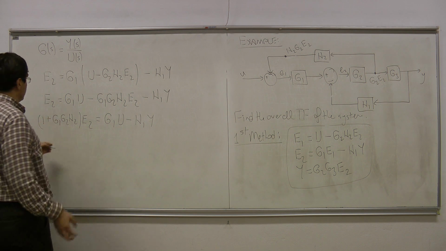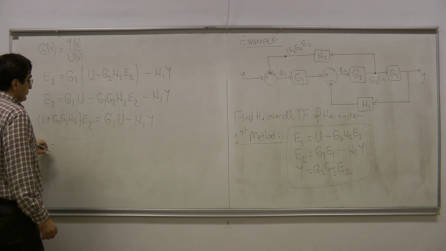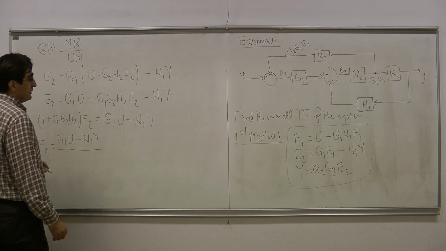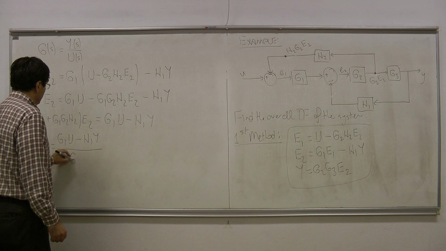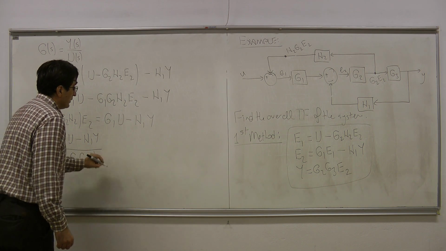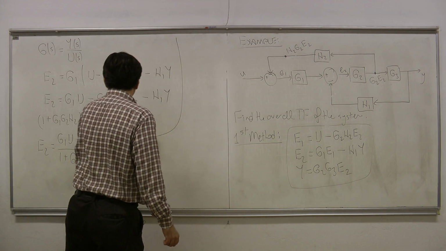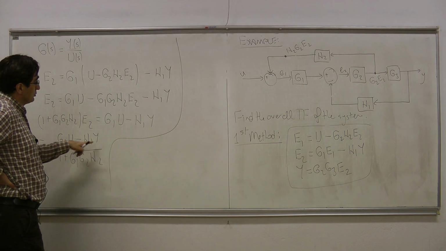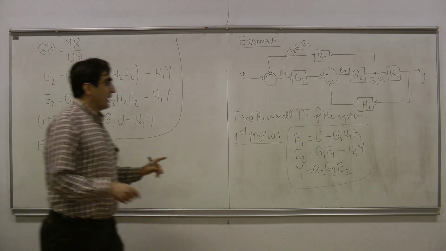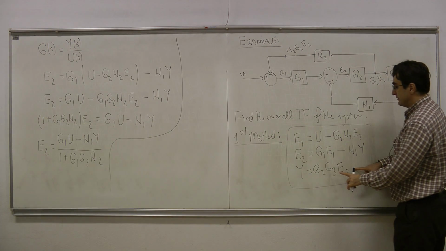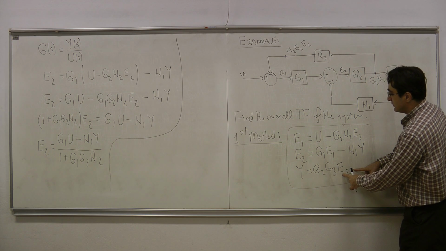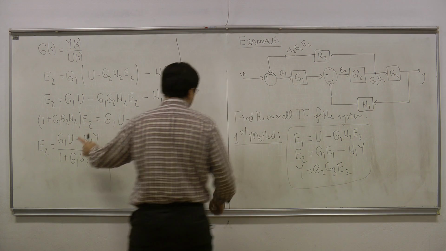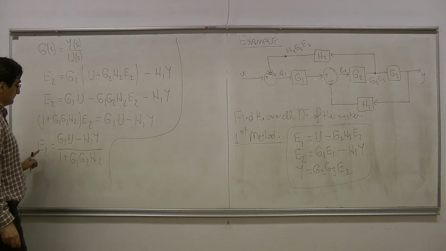Now the only thing that I have to do is a division. E2 is (G1U minus H1Y) divided by (1 plus G1 G2 H2). Okay? So now this represents E2 in terms of the input and the output. Now I come to the last equation which I have not used. If I substitute E2 in this equation, then I'm going to be in a better position, because then I will get rid of the E2 variable as well.